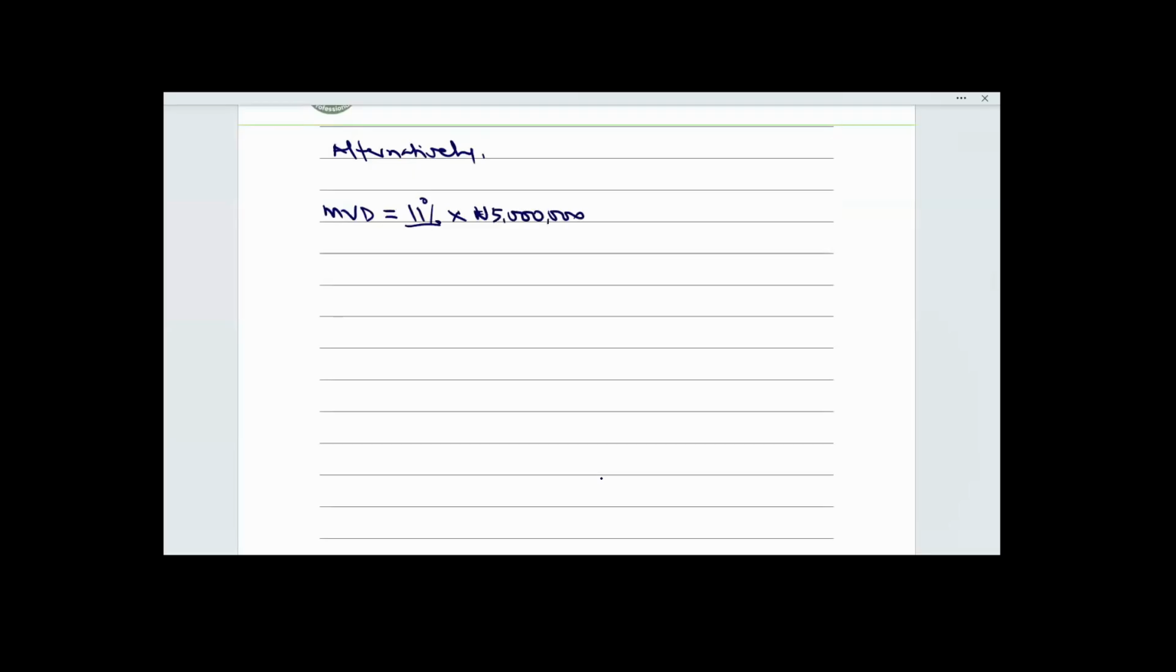So divided by the cost of debt. Cost of debt is the same thing as the yield given to us. So we are given a yield of 8%. So what's 11% of 5 million naira? 550,000. Yes, 550,000. Okay, so 550,000 divided by 0.08.